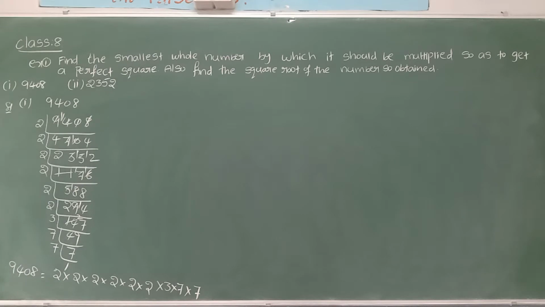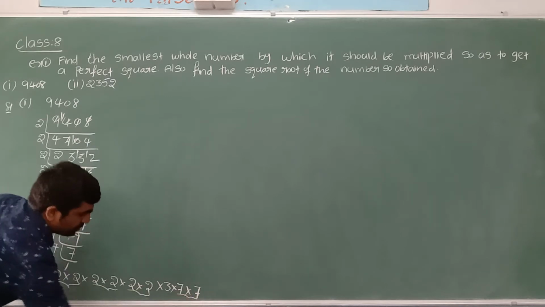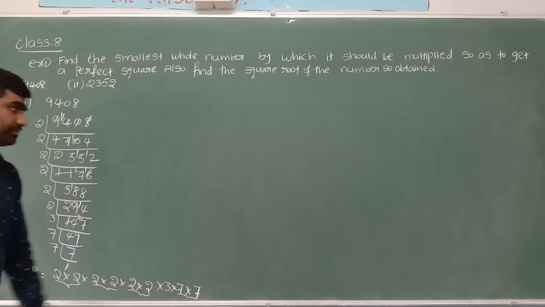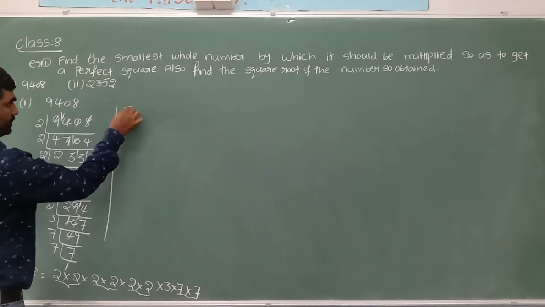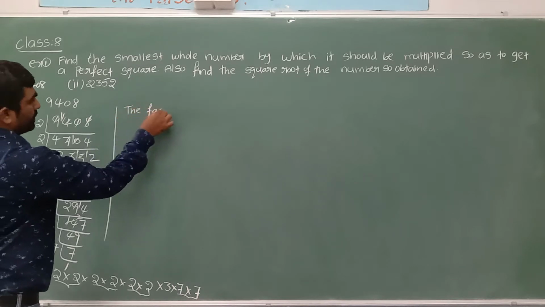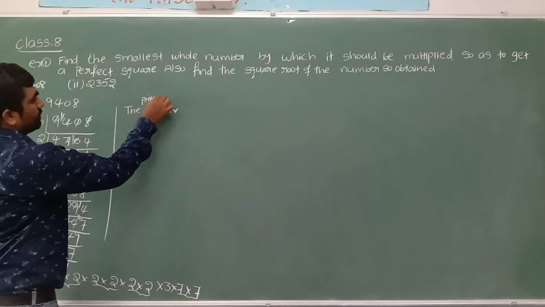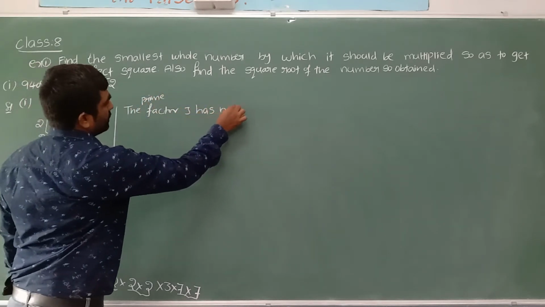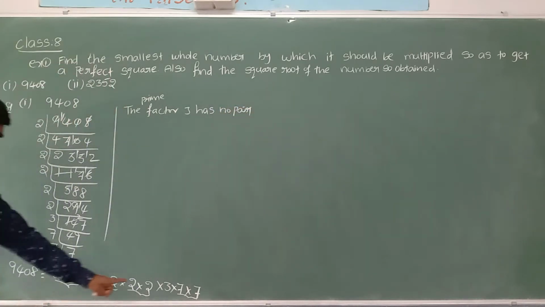Now we'll see which factors have exact pairs. Here you can see the pair exactly, even here you can see the pair exactly, here, and even here also. All the factors have exact pairs except 3. So what can we write here? The prime factor 3 has no pair. So what do we have to do? We have to multiply with 3.